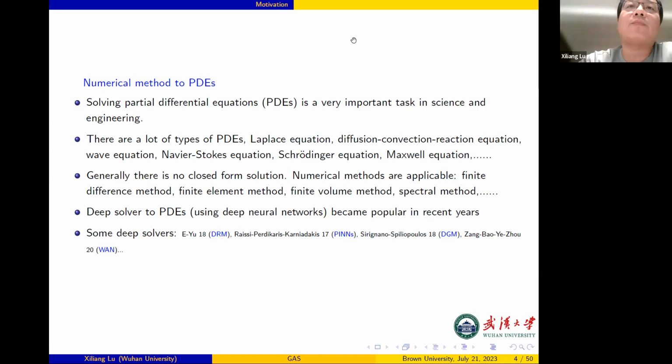Here I list some very famous deep solvers. The first one is the deep Ritz method, and the most popular one is George's work, the PINNs. And there are some others, like deep Galerkin or the weak adversarial network. These are based on different formulations of the partial differential equations, even though mathematically they are equivalent. The PINN basically depends on the least squares form.